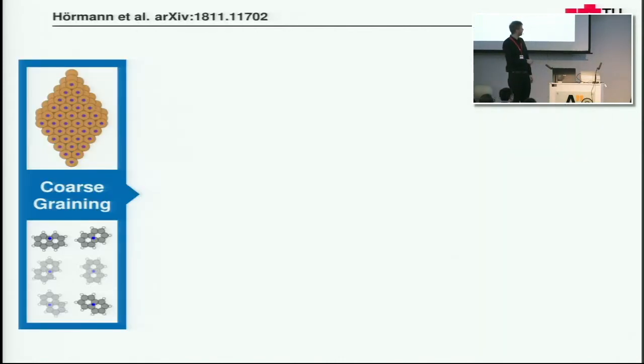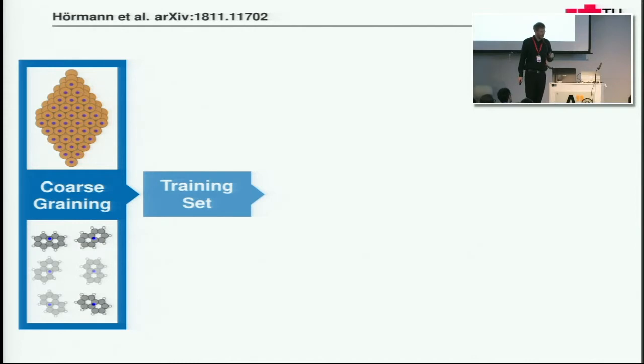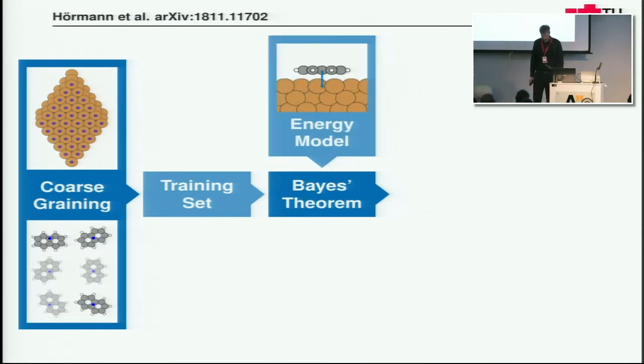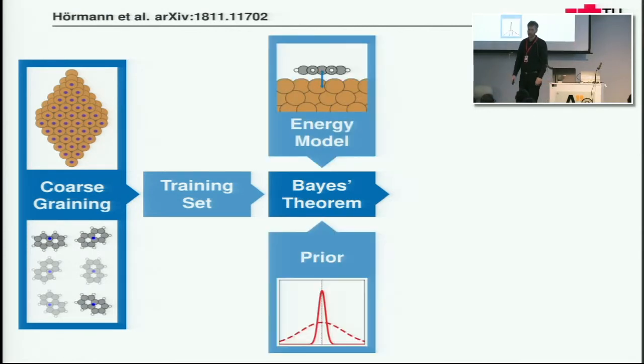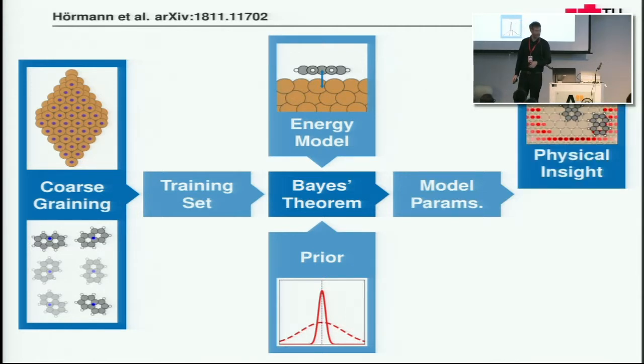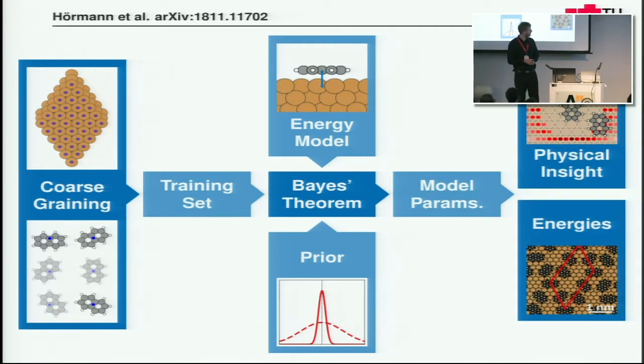So we started out with a basically infinite problem, and we whittled that down with coarse graining to something finite, and then we picked a couple of these configurations, trained as a training set, trained our Bayesian linear regression model, which before we did that, supplied with an energy model and some prior knowledge, and then we found the model parameters, and those parameters then allowed us to gather some physical insight into our system and also to predict the adsorption energies of millions of configurations.